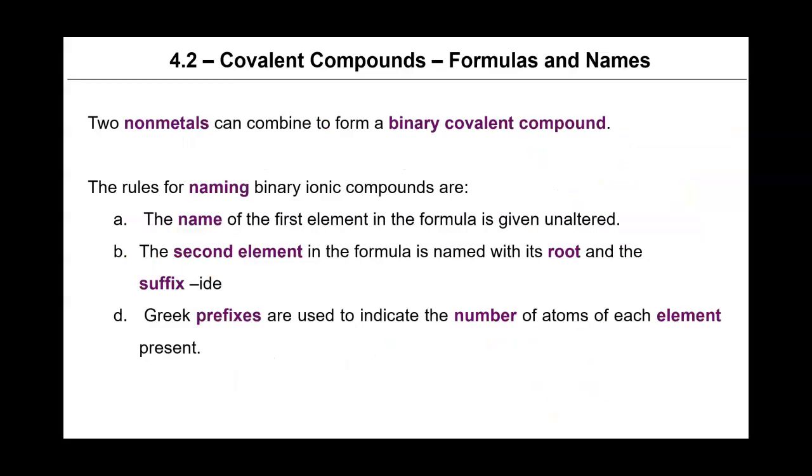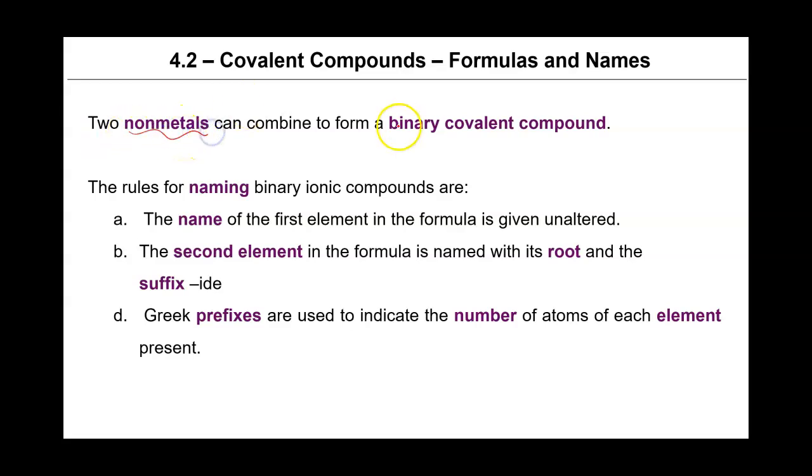Okay, so that's how we write formulas. Lowest group number first, highest group number last. Hydrogen comes before group 6A and 7A, but after group 5A, and then oxygen and fluorine are at the end.